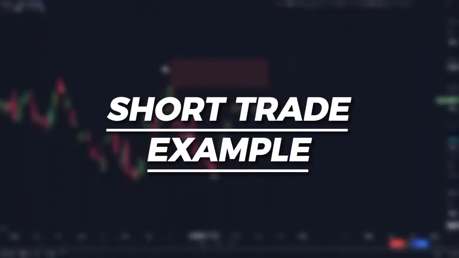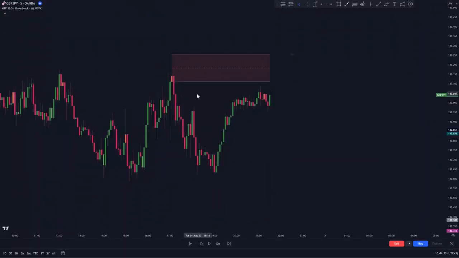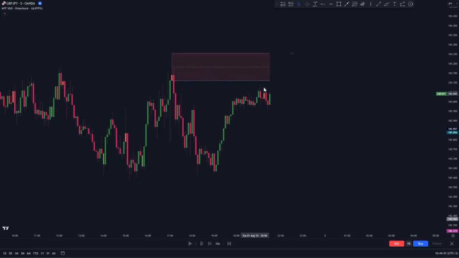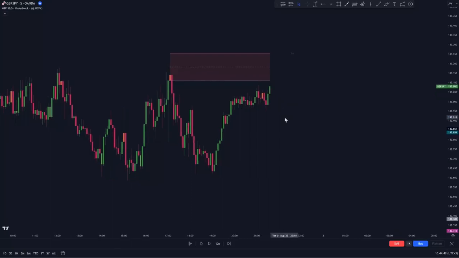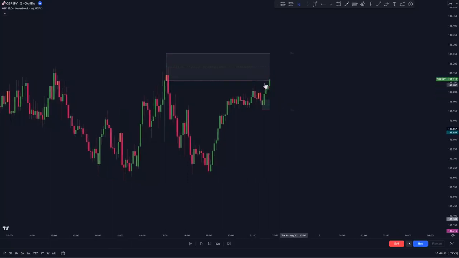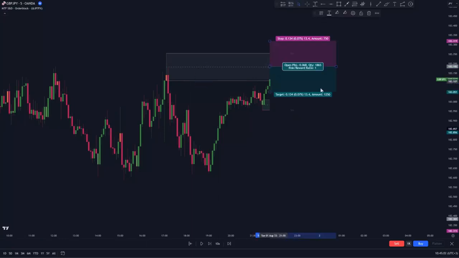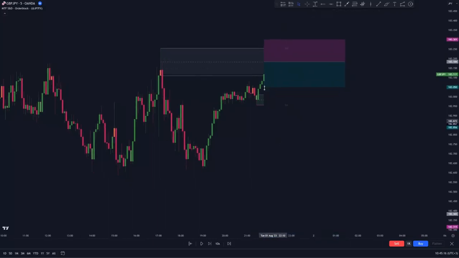For short trades, it's going to be the opposite. So, you first of all want to wait for a supply zone to be printed. After the zone is printed, you want to wait for the price to come back to the zone. As it approaches the zone, you want to set a sell limit order at the 50% line. Put your stop loss above the zone, and for the take profit, you could again set a fixed take profit value, or you could target the next key level in price.